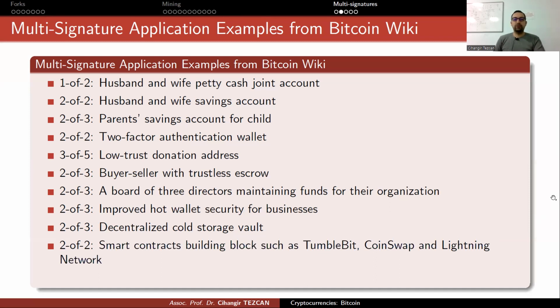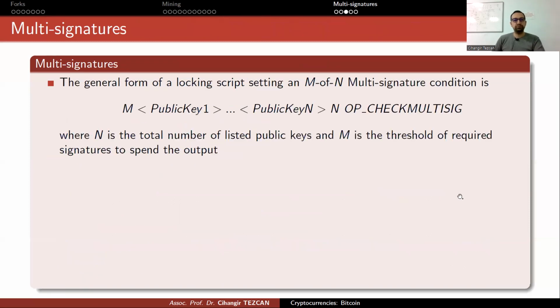2 of 2, smart contracts building blocks such as Tumbleweed, CoinSwap, and Lightning Network. And finally, 1 of 3 of 4, distributed backup. So maybe you don't want to lose your private key, so you distribute it in this way to 4, but maybe 1 of them is enough, which is always you. Or if you do this backup with your friends, maybe it is enough to have 3 of them. So with this in mind, let's see how it works in general.